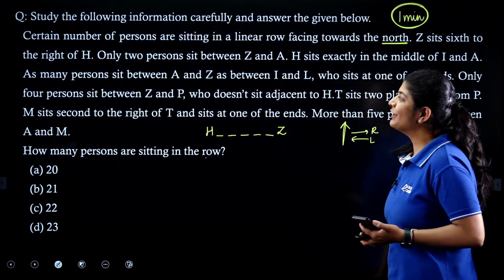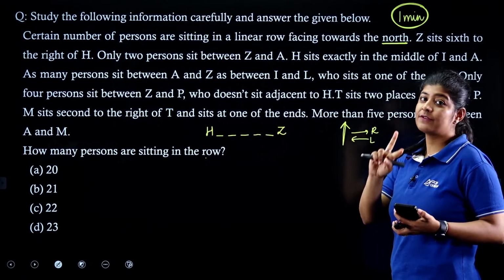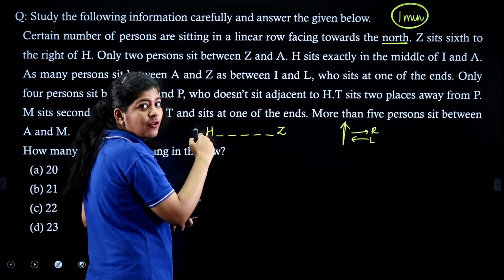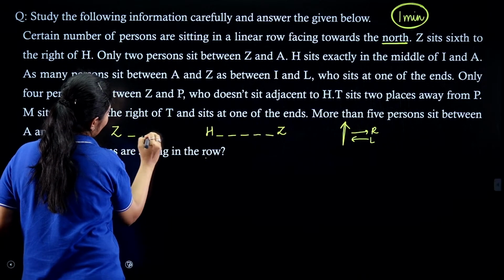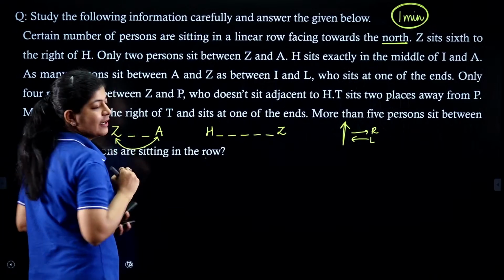Next. Only 2 persons sit between Z and A. But now the position of Z and A is not fixed, meaning A is to the right of Z or to the left of Z. So we can simply draw it like Z and A, and I'll draw it like this.